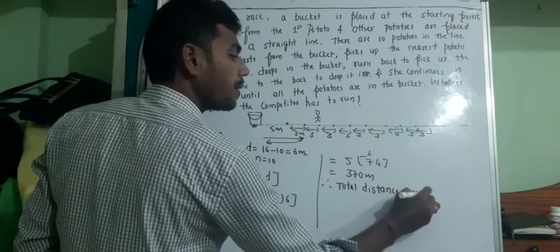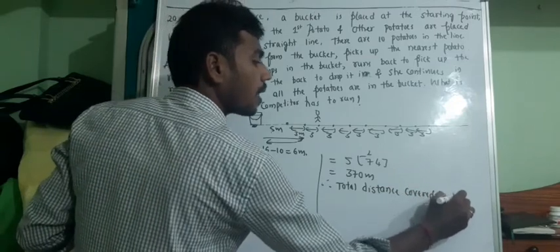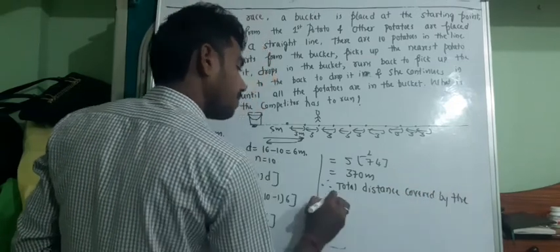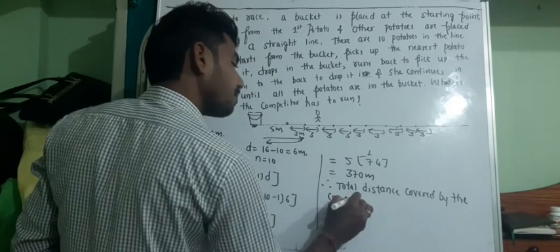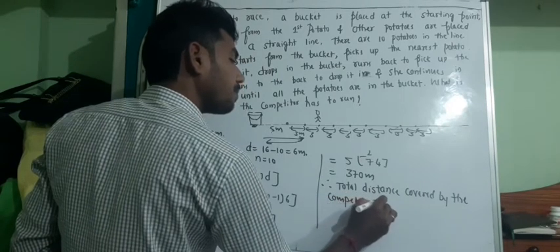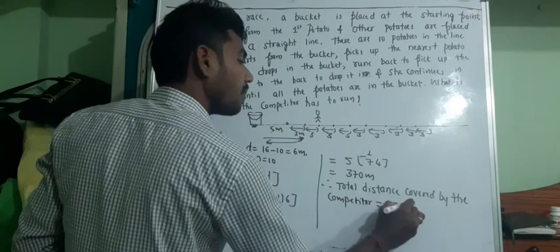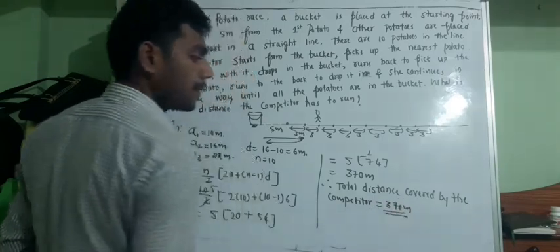Therefore, the total distance covered by the competitor is equal to 370 meters. So please note this one.